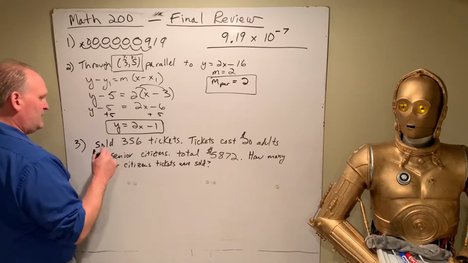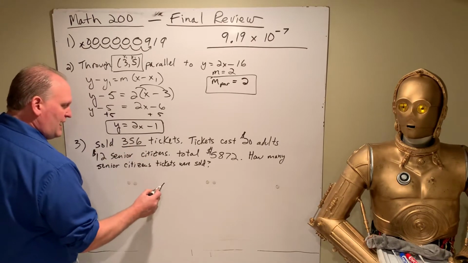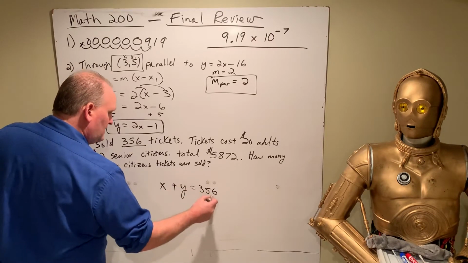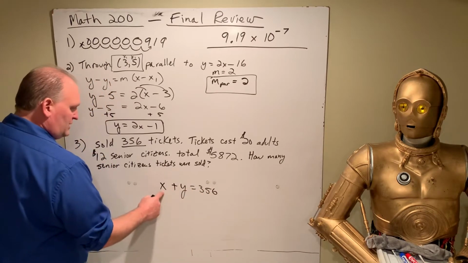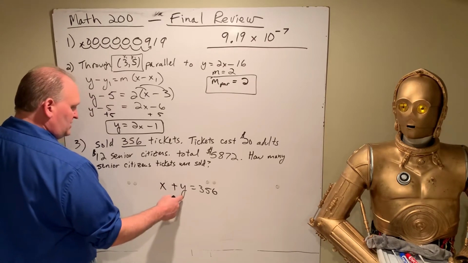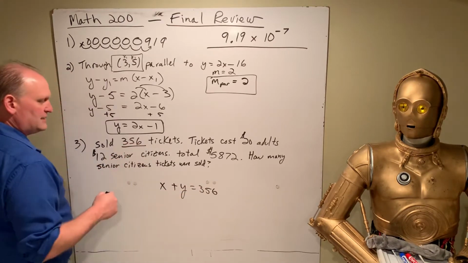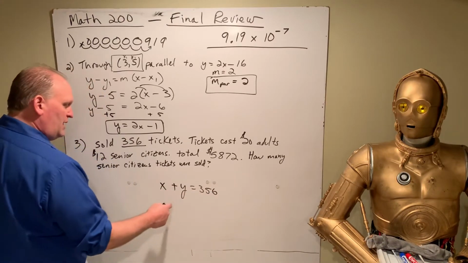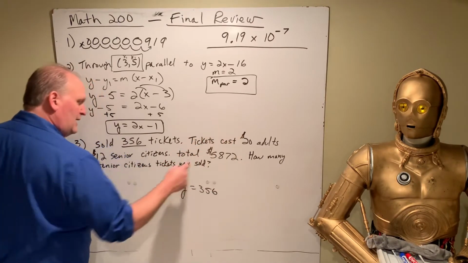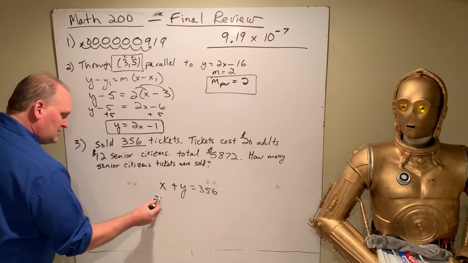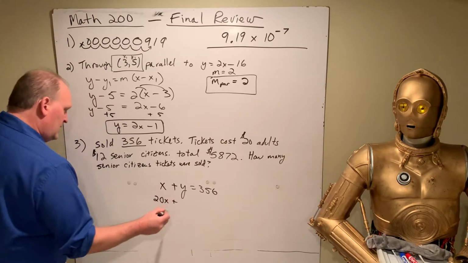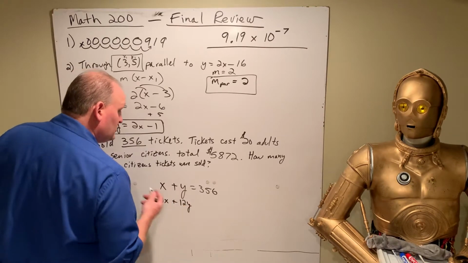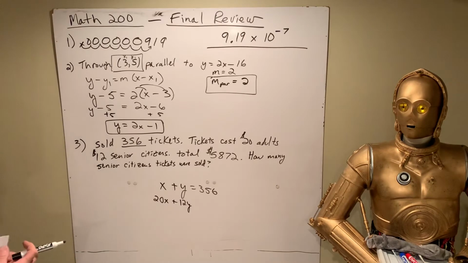So they sold 356 tickets. So look, x plus y is equal to 356. So adding the total tickets of adults plus the total tickets of senior citizens is 356 tickets. Now we make a money one. This is kind of the framework for our money one. We're going to say, okay, $20. So x are the adult tickets sold plus $12. So y is the senior citizens tickets sold.